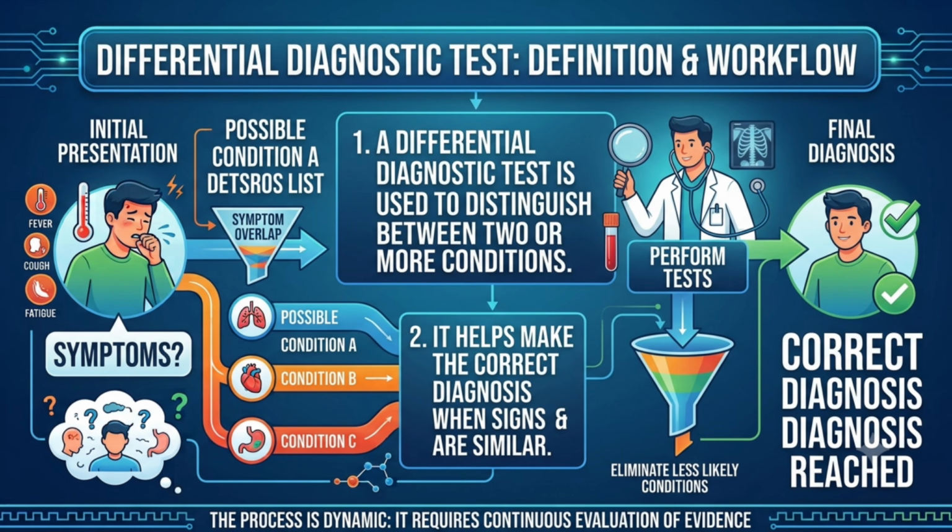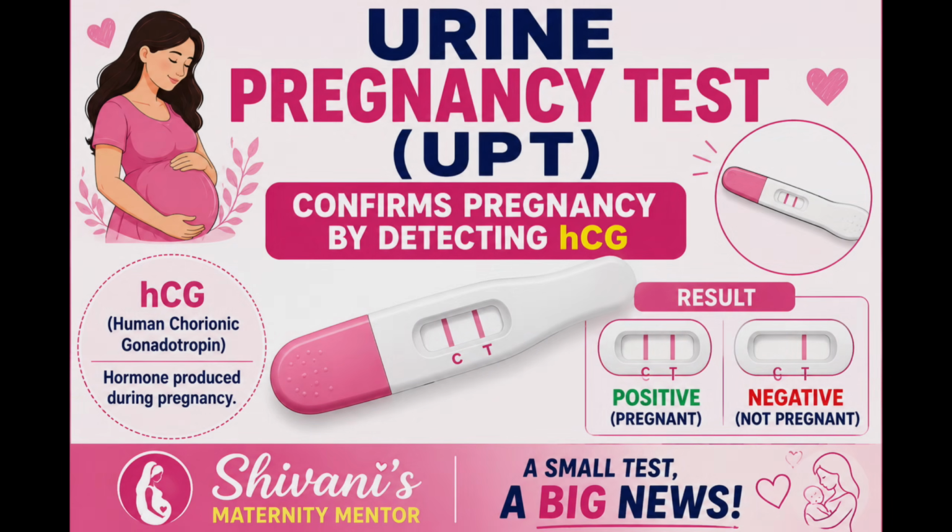What is a differential diagnostic test? A differential diagnostic test is a test used to distinguish between two or more conditions that have similar signs and symptoms, helping to make a correct diagnosis. Important differential diagnostic tests: under that, the first one is the urine pregnancy test. It detects the HCG hormone and is used for early confirmation of pregnancy.